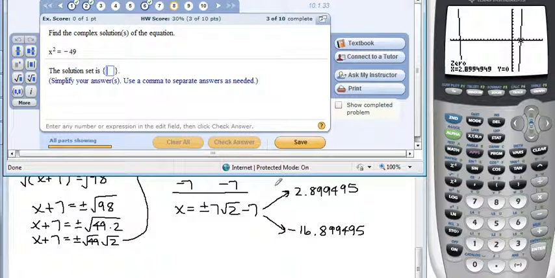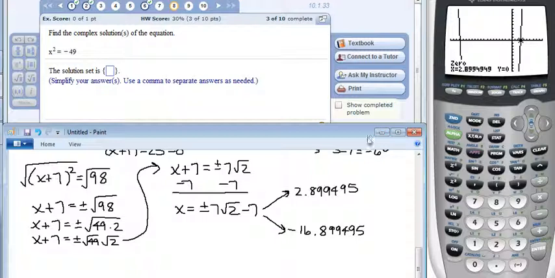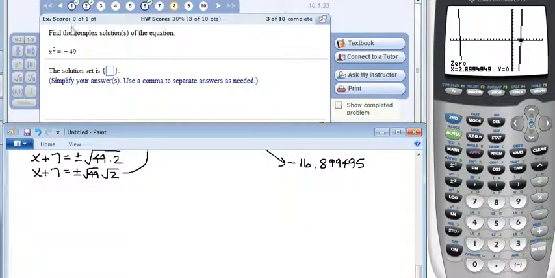All right. What about something like this? What do we do with something like this? The square root of x squared is negative 49. Well, I'm going to, first of all, just show you something in the calculator. So it's negative 49. So I'm going to add my 49 across. So I have this for my function to put in there.